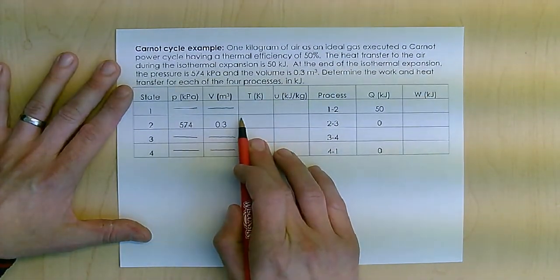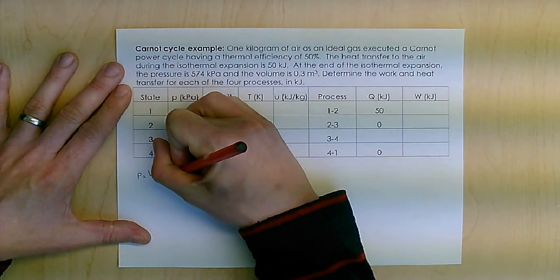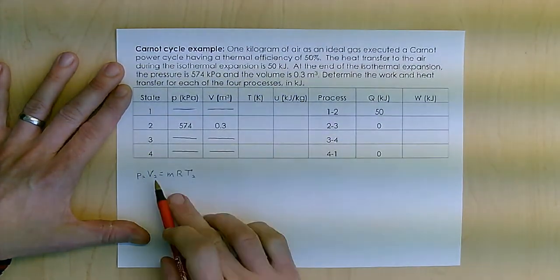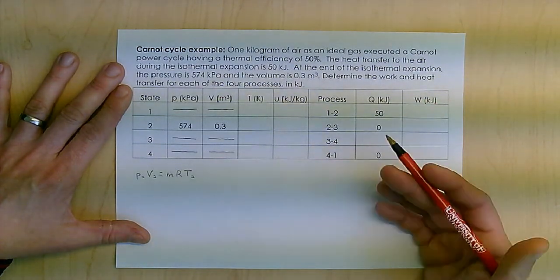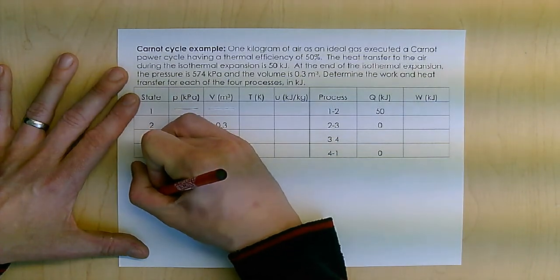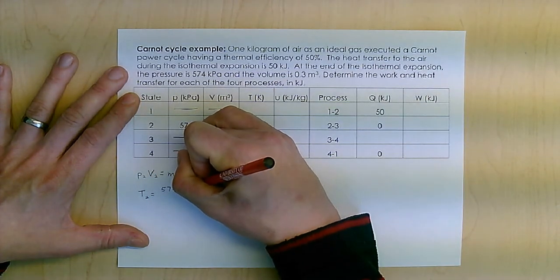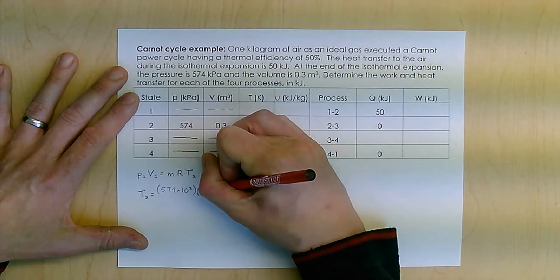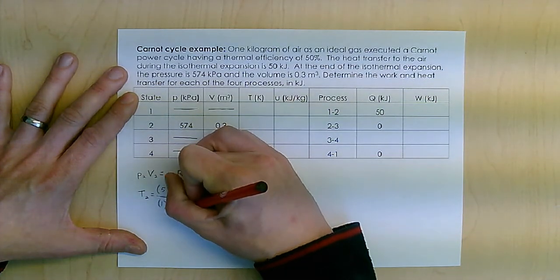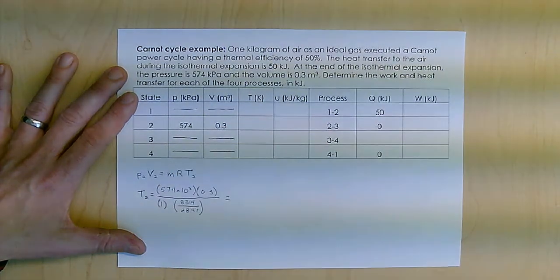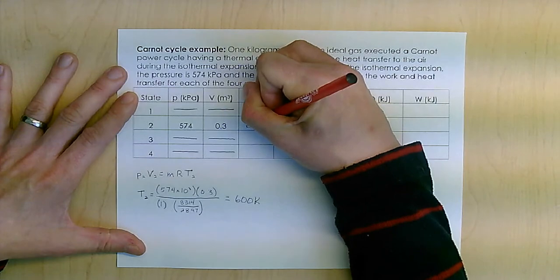I see right here, ideal gas, I can find my temperature, and I'm going to do that using my ideal gas law. So P2V2 equals M R T2. I know P, I know V, I know M. R is going to be 8314. Let me quickly jot in my answers here. P2 is 574 times 10 to the 3, V2 is 0.3. I divide that by 1 kilogram times 8314 divided by 28.97 for air. From that, I calculate that T2 equals 600 Kelvin, which means this is 600 Kelvin.